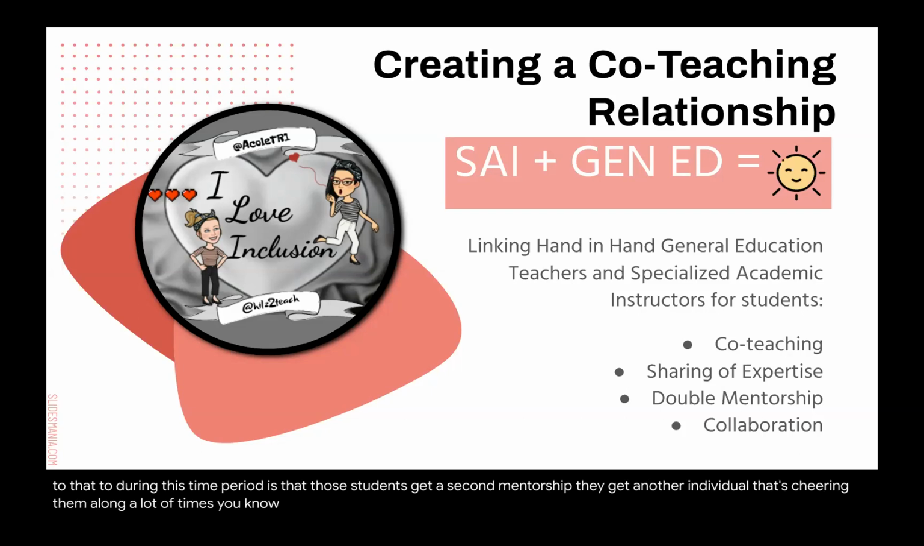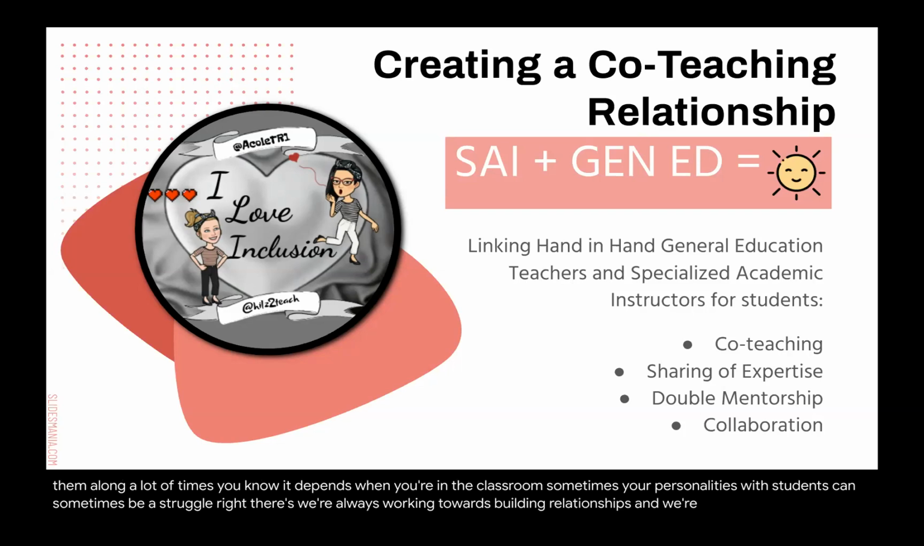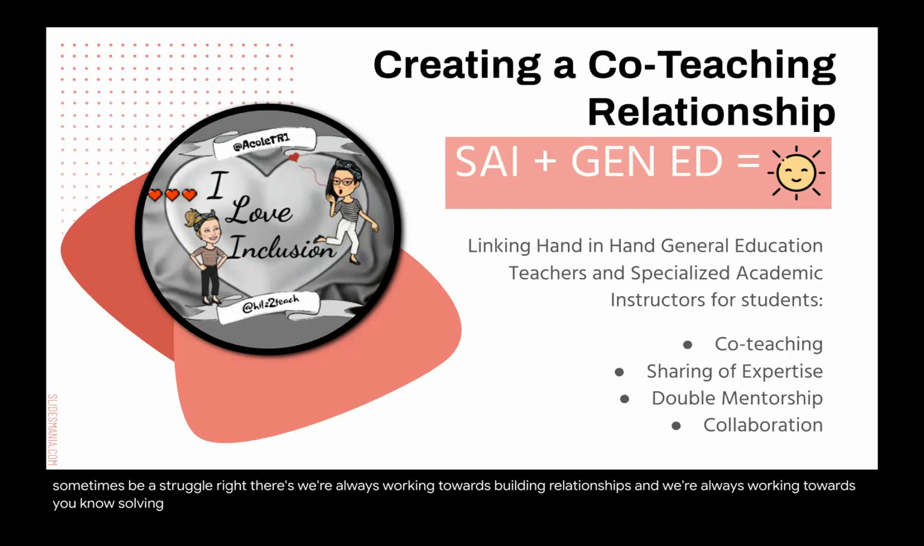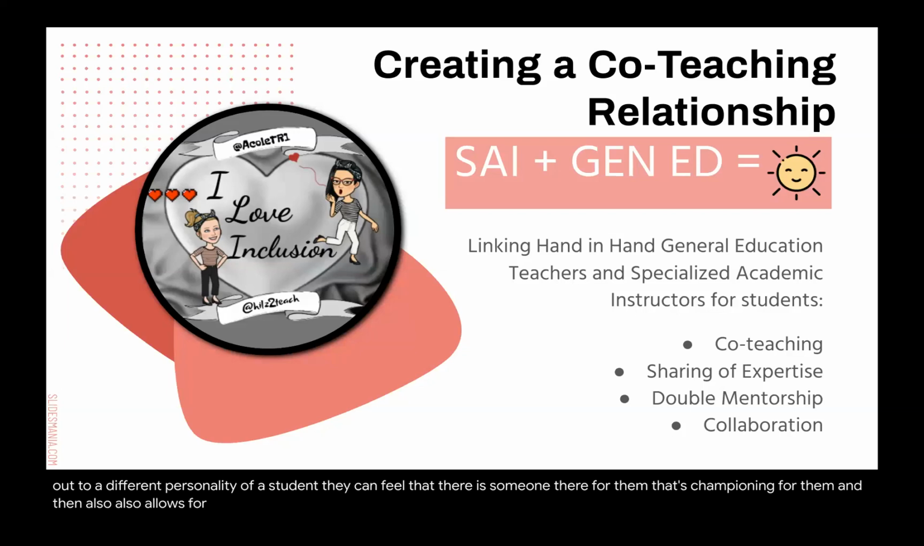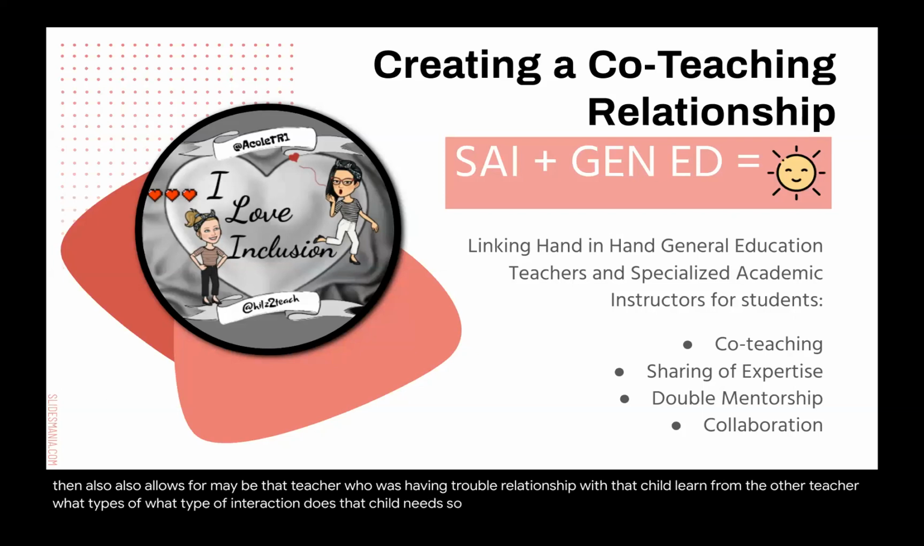A lot of times, it depends. When you're in the classroom, sometimes your personalities with students can sometimes be a struggle, right? We're always working towards building relationships, and we're always working towards solving problems with one another. But sometimes if you have a different personality of a teacher reach out to a different personality of a student, they can feel that there is someone there for them, that's championing for them, and it also allows that teacher who is having trouble establishing a solid relationship with that child to learn from the other teacher what type of interaction that child needs. So it's just a win-win for everybody.